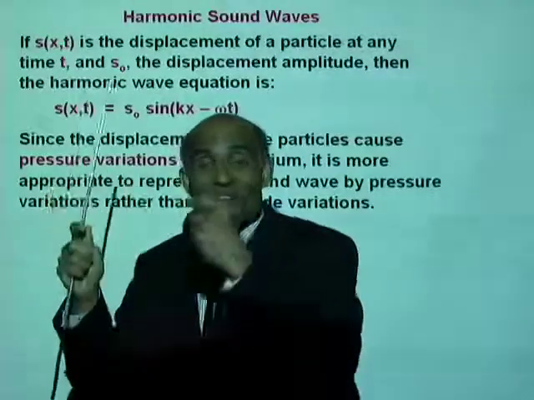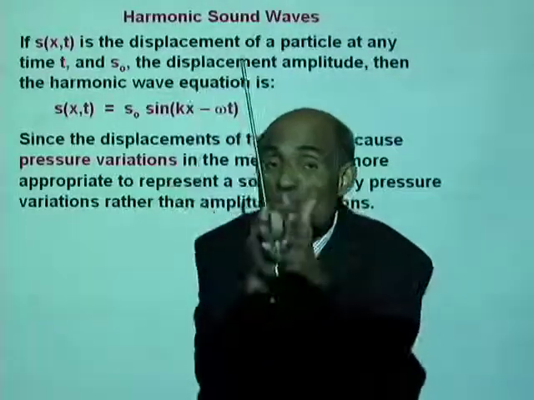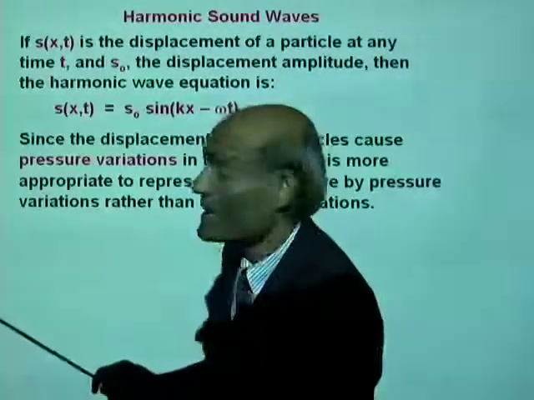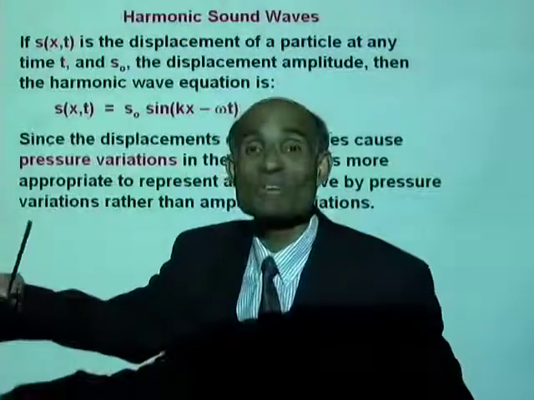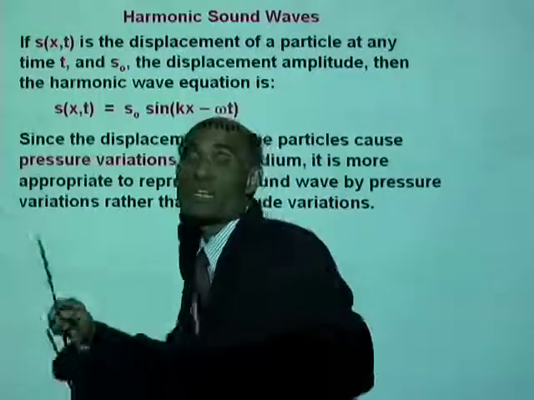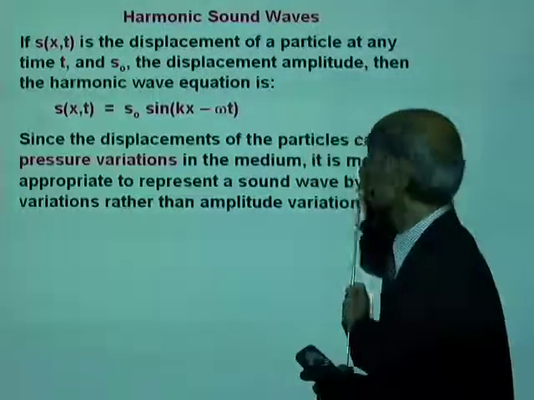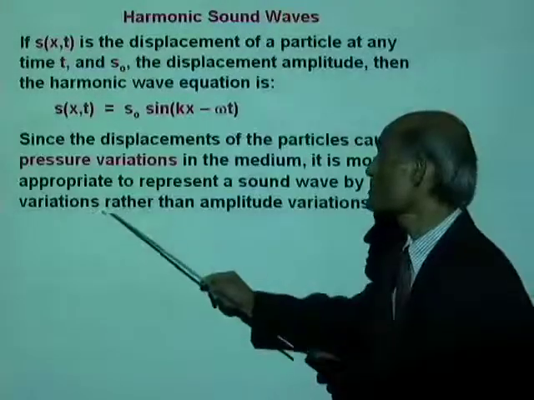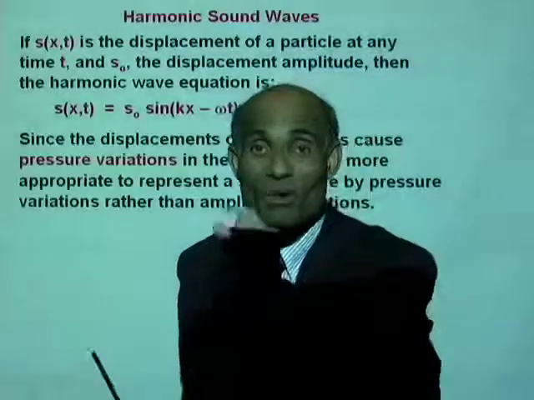So as a sound wave passes through a medium, the pressure varies for compressions and rarefactions. So in place of the displacement, we must use pressure variations. So our equation must now be P(x,t). How does the pressure change with time? So it is more appropriate to represent a sound wave by pressure variations rather than amplitude variations. But there is a little problem there.